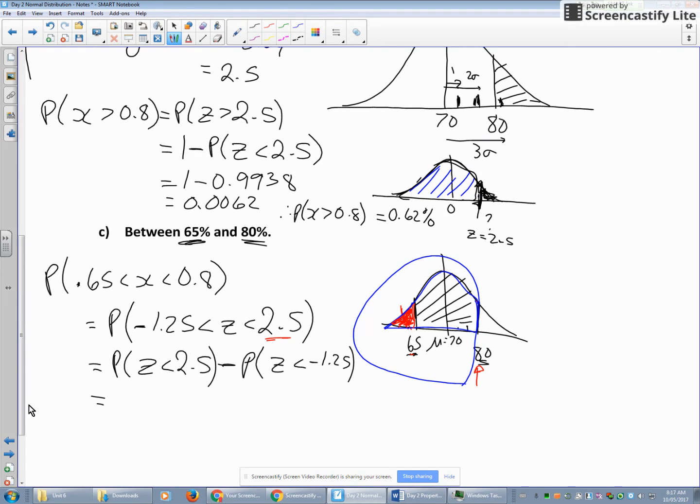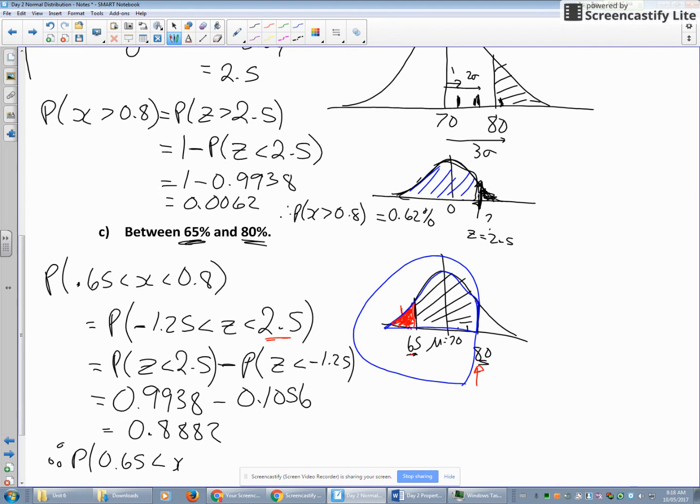And we calculated those answers above, which is 0.9938, subtract 0.1056. And that yields 0.8882. So I can now say that the probability that the score is between 65% and 80% is an 88.82% chance that that's what my scores will be.